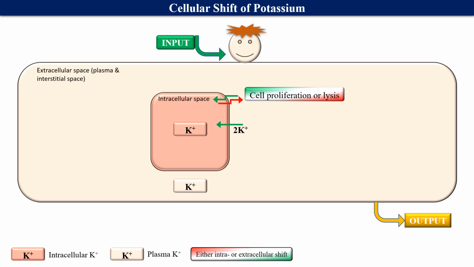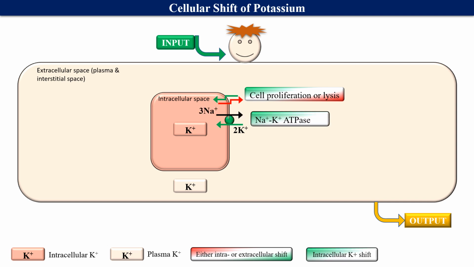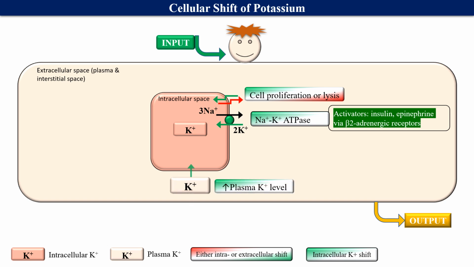Potassium can be taken up intracellularly in exchange for sodium via sodium-potassium ATPase. This is an important transporter that is well regulated. Two major activators of sodium-potassium ATPase include insulin and beta-2 adrenergic agonist. Overproduction of these activators can increase intracellular potassium uptake, thereby lowering plasma potassium concentration. An increase in plasma potassium concentration can also enhance intracellular uptake.